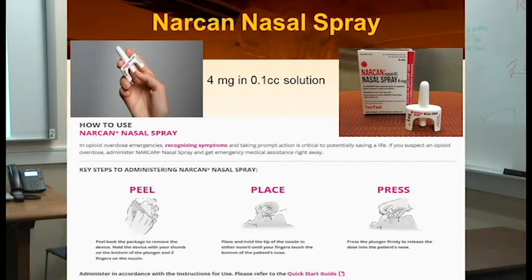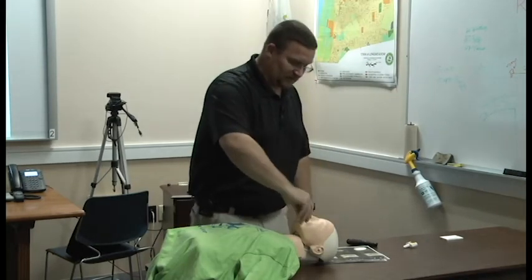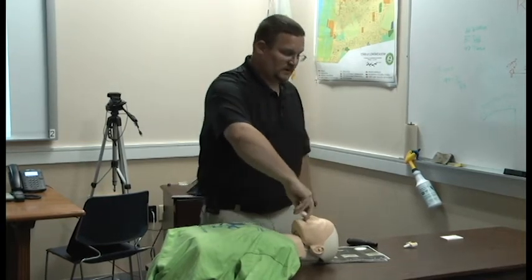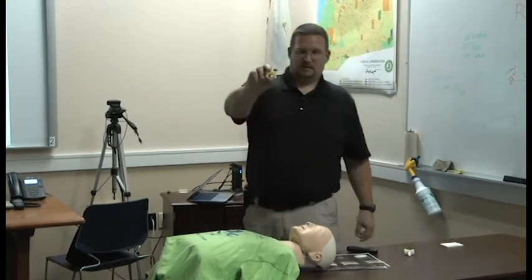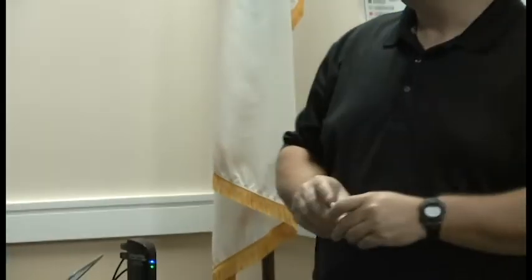These kits actually have trainers here. They come out in a blister pack. You peel them out, come up the nose, insert into the nose, and just push. There's a little vial in here, so your push is going to be there and done. That's it. It squirts out just a tiny little bit of liquid with 4 milligrams.